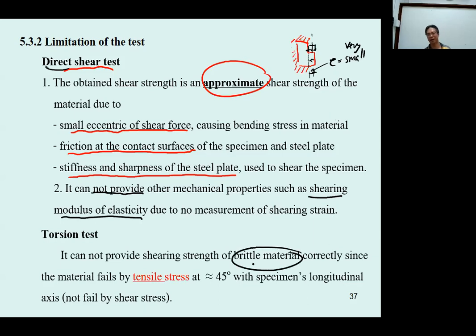for the brittle material, because the brittle material doesn't fail by shear. The brittle material fails by the tensile stress. So the torsion test is not good for the brittle material.